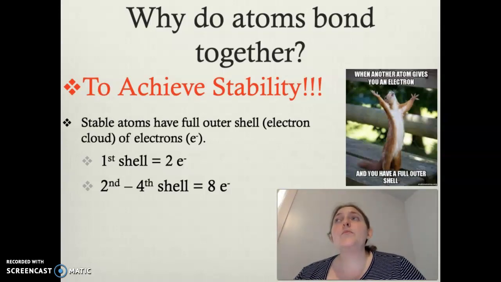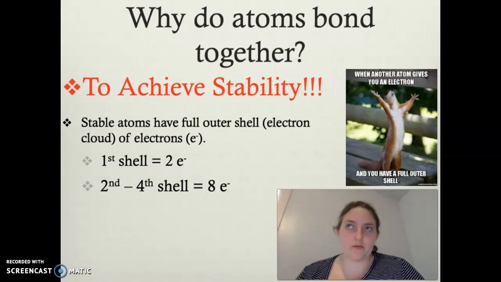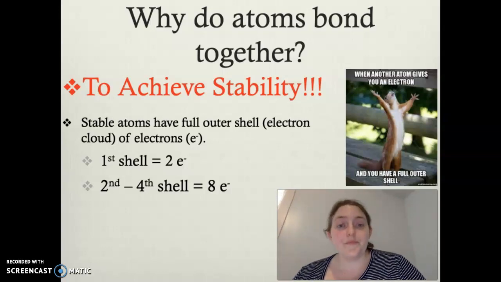And atoms will bond to other atoms if they're missing or have extra electrons. They want to be stable. They are stable when full. It's like having a great big meal and just feeling perfectly comfortable right afterwards. Not too full, not hungry, you're just content. That is what they're trying to achieve, contentment. They don't like being empty or overfilled.